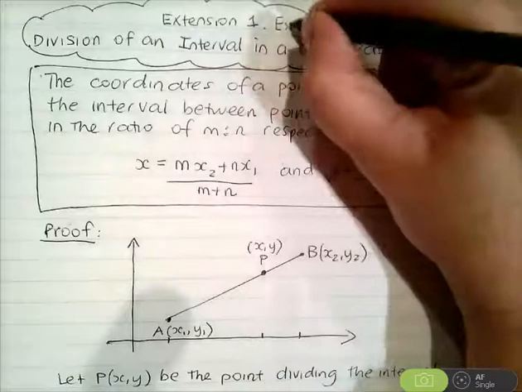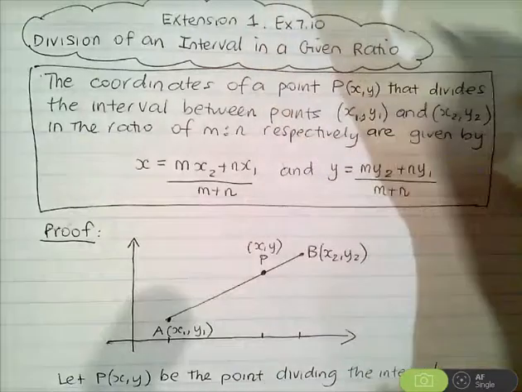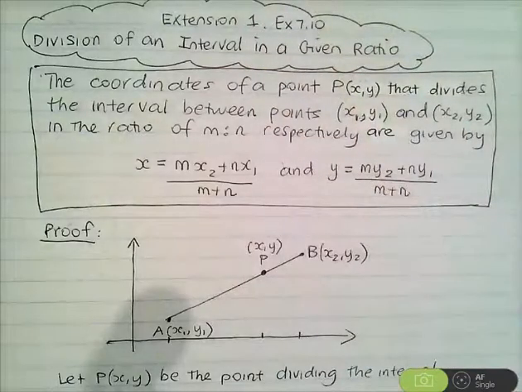Okay, this is extension 1 topic. It's exercise 7.10 in your textbook, and it's the division of an interval in a given ratio. Now, the formula is here.